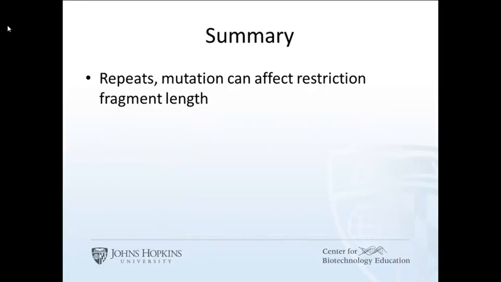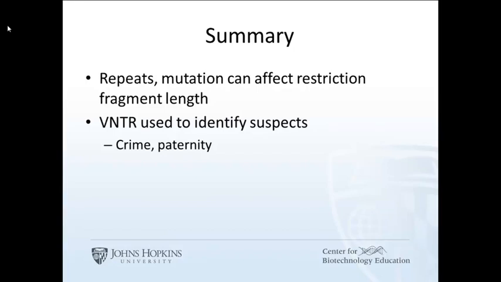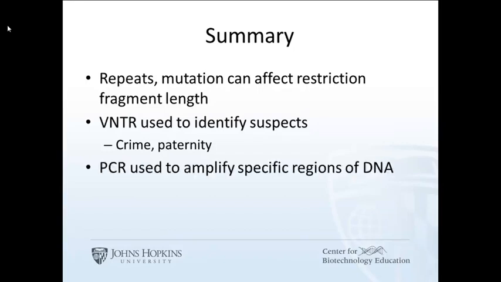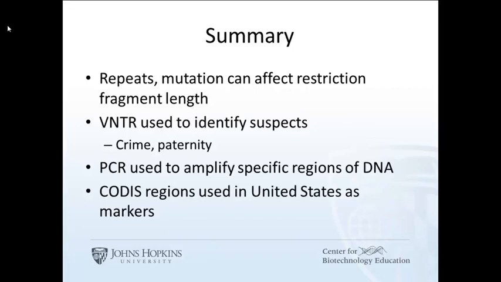To summarize, the sizes of fragments, RFLP or PCR, are affected by number of repeats and possibly mutation as well. VNTR is used to identify potential crime suspects and to determine paternity. PCR is crucial. It really speeds up the process to allow specific DNA regions to be examined. In the United States, CODIS locations are used to analyze cases and to collect data. DNA fingerprint databases can allow police to search for criminals who may match a particular allelic pattern. That's it for now.